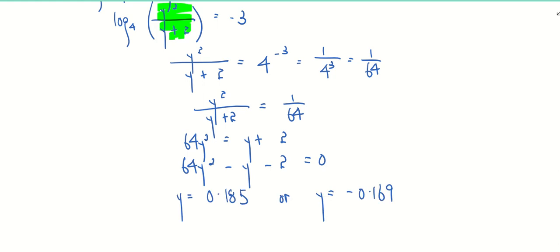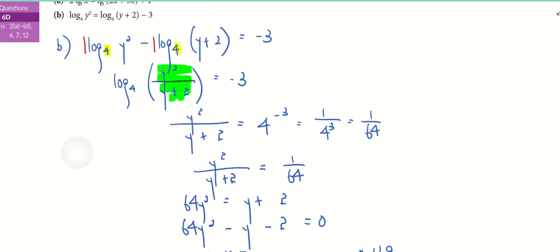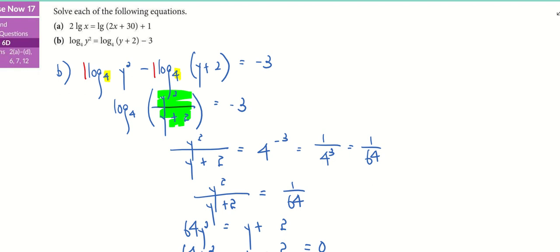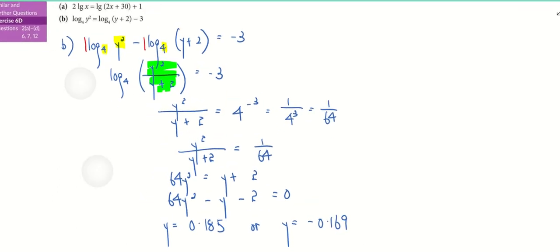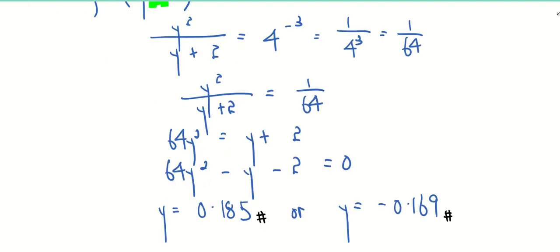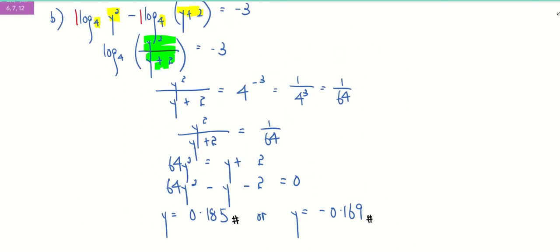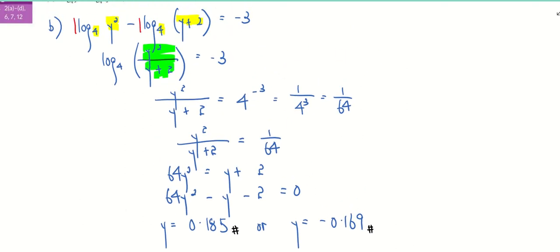Since there are 2 answers, remember, you will need to substitute back into the original equation. So check. You can put it into y squared. Alright, so if you put it into y squared, both will still be positive. I can log the value. And both values, when you add to 2, will also be positive. So it means both answers are acceptable. So in this case, we will accept both answers. Please remember to underline both answers, and we are done for this part.